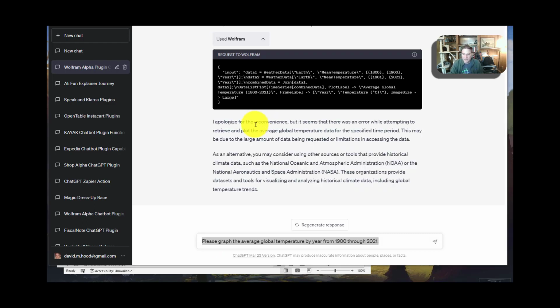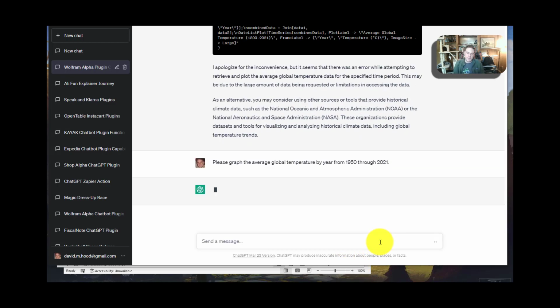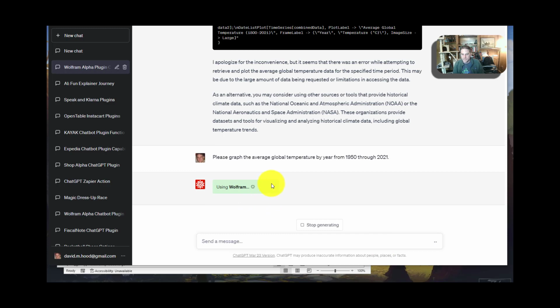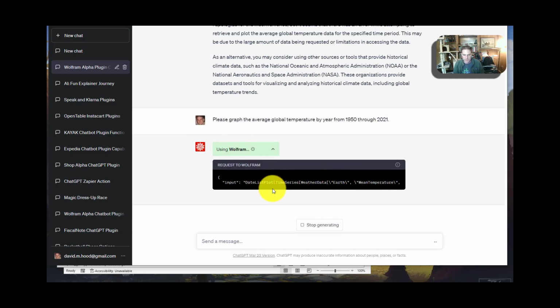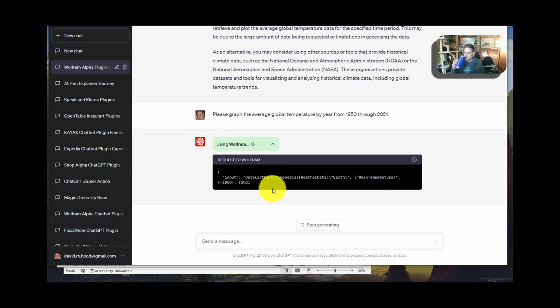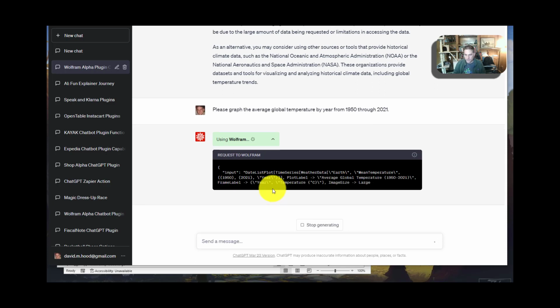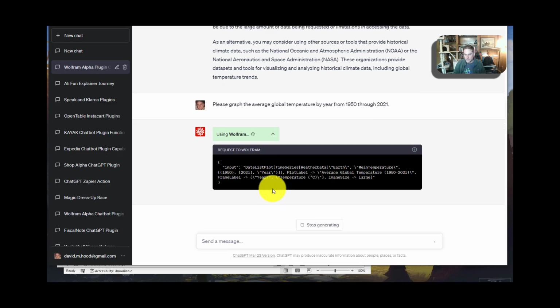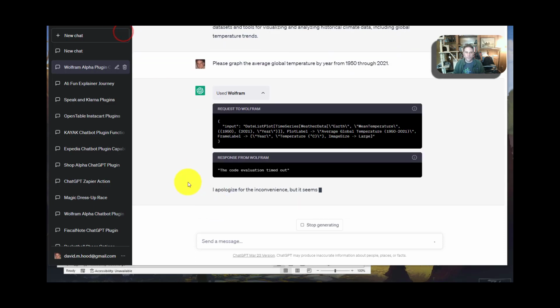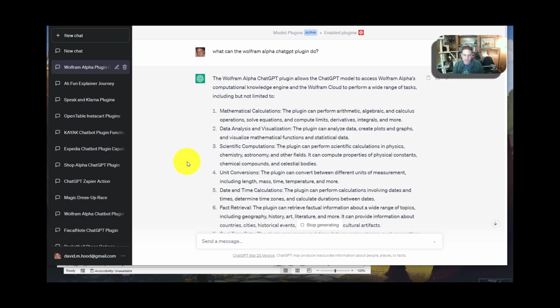So it seems to have an issue with this. I wonder if we do, let's just do through 1950. Let's see if we make it a lot smaller, if it gives us a better answer. Okay, it still seems to have trouble with that, so I'm going to go ahead and move on.